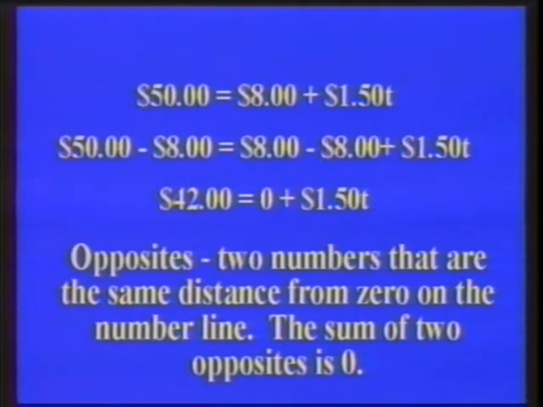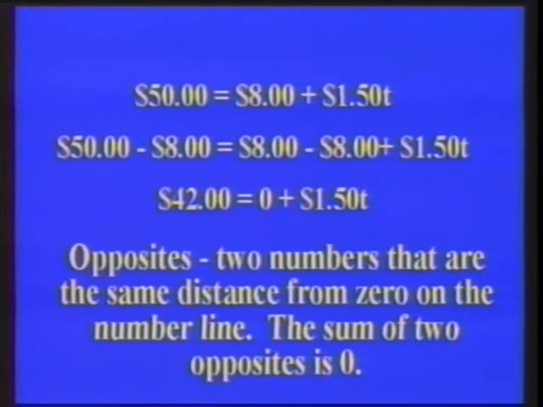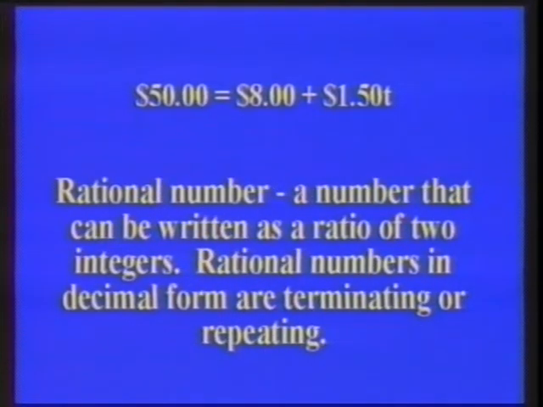Again, since we combine negative $8 on one side of the equal sign to isolate 1.50T, we must also use the rule of balance and do the same operation on the other side of the equal sign, causing us to combine the negative $8 with the $50. The $42 equaling 1.50T will lead us into developing the idea and discussing rational numbers. Rational numbers are numbers that can be written as a ratio of two integers. Rational numbers in decimal form are terminating or repeating, such as 1.5, $8, or the number 50.